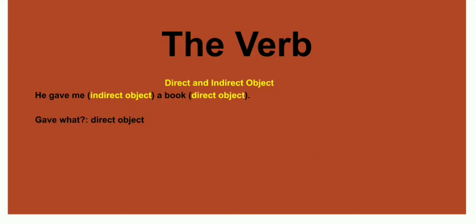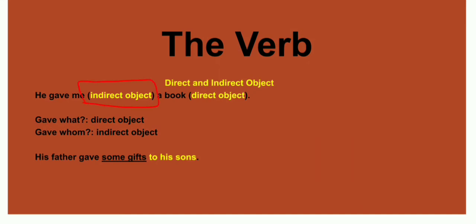Here gave what gives the answer of the direct object, and if we put the question gave whom, it gives the answer of the indirect object. Like here, his father gave some gifts to his sons. Now there is another arrangement in this sentence. In the earlier sentence we had the indirect object first and the direct object second, after the indirect object. But now here we have some gifts. His father gave what? His father gave some gifts. So some gifts is the direct object, and gave some gifts to whom? To his sons. To his sons is the indirect object.